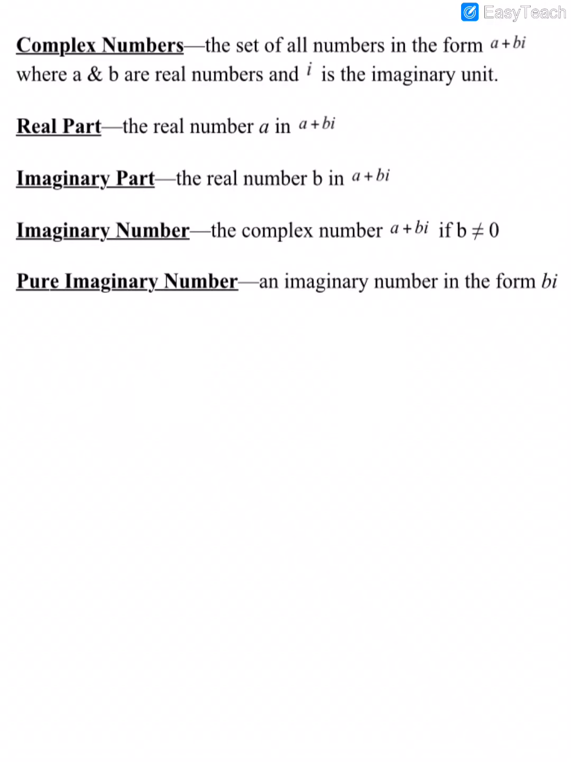There's a few other definitions that we need to talk about. Complex numbers are the set of all numbers in the form a plus bi, where a and b are real numbers and i is the imaginary unit. In this complex number, a plus bi, a is the real number part, and b is the imaginary number part.